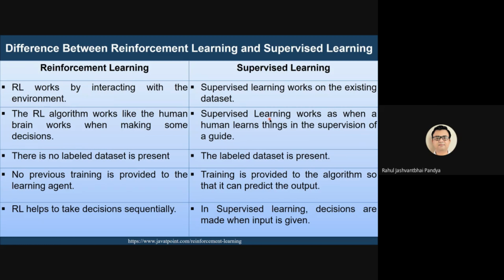The major differences between reinforcement learning and supervised learning are as follows. The first major difference is that reinforcement learning works by interacting with the environment. The agent continuously interacts with the environment, observes, and then takes actions based on the reward system, whether it's positive feedback or negative feedback.